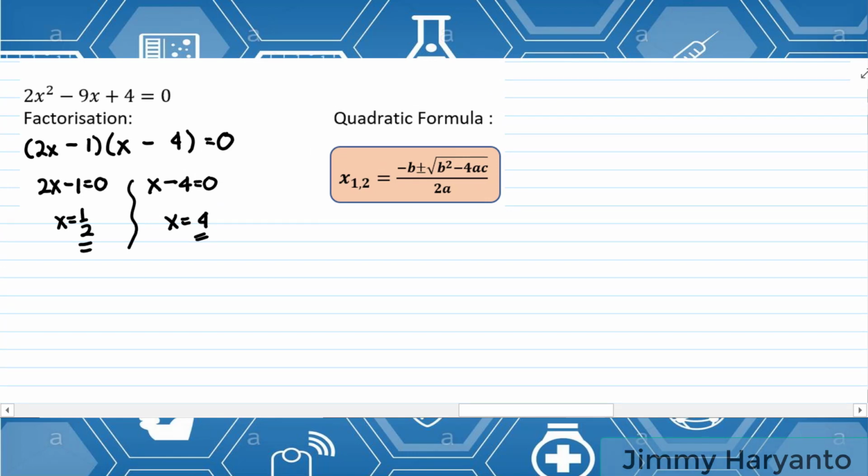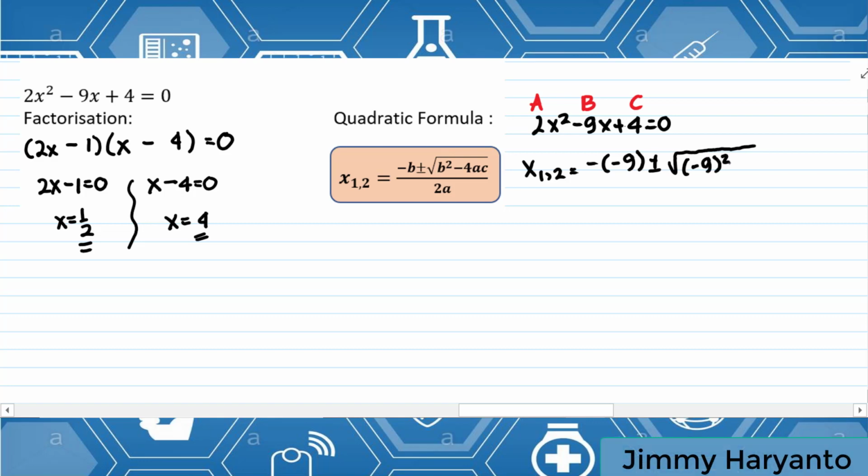Next, quadratic formula. 2x squared negative 9x plus 4. The quadratic formula can be used to find the roots also, but we have to provide the a, b, and c. The formula is x1, 2 equals to negative b, negative b means negative 9, plus minus square root of b squared, negative 9 squared, negative 4 times a, which is 2, and then c is 4, over 2 times a, which is 2.